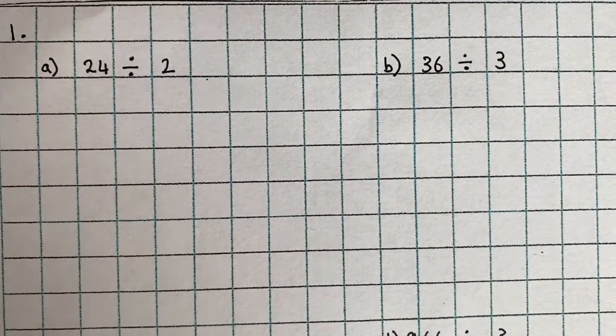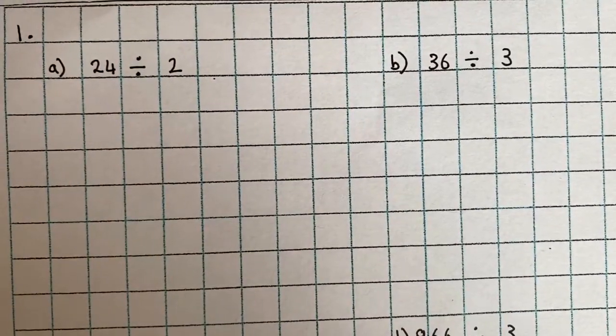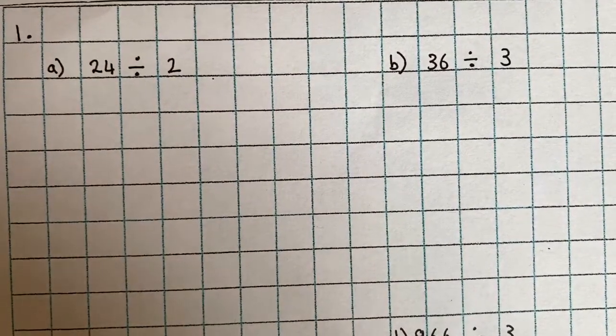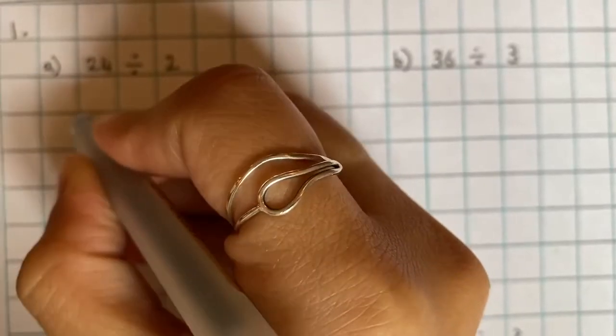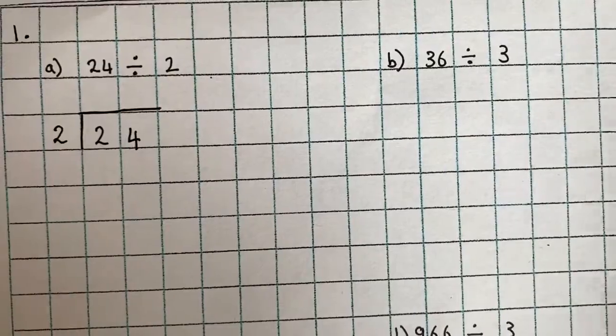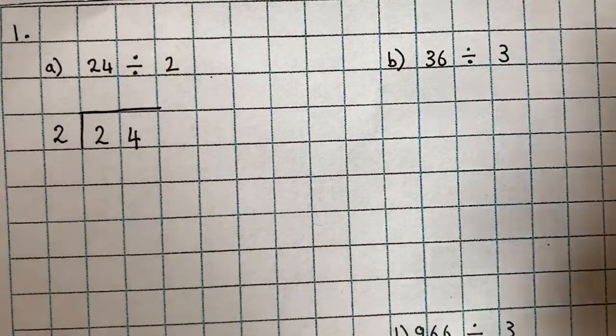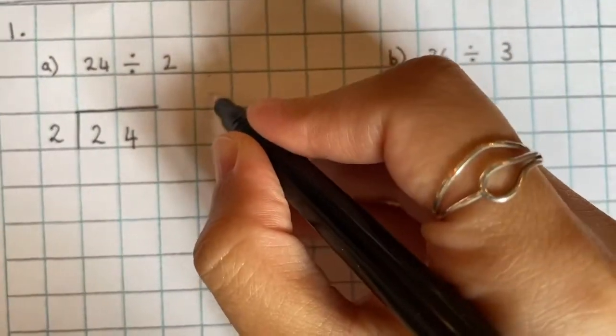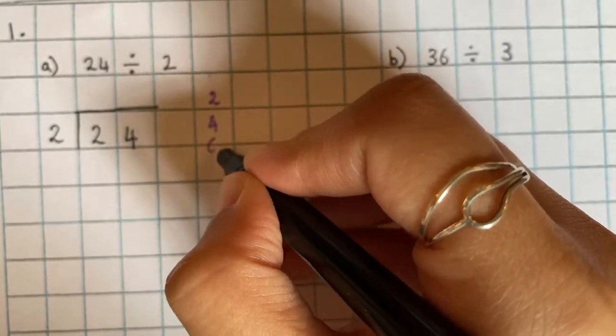I am going to use the bus stop method to find the answer to these questions. So here I have 24 divided by 2. So how many 2s can we fit into 24? Okay, so I'm going to write out my 2s on the side.